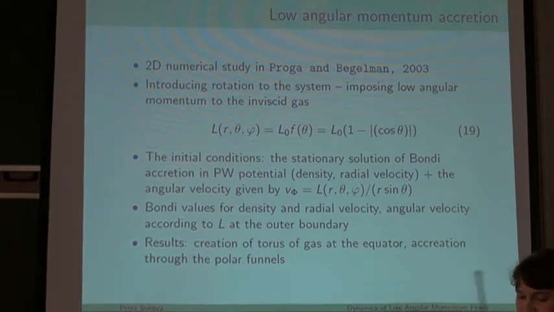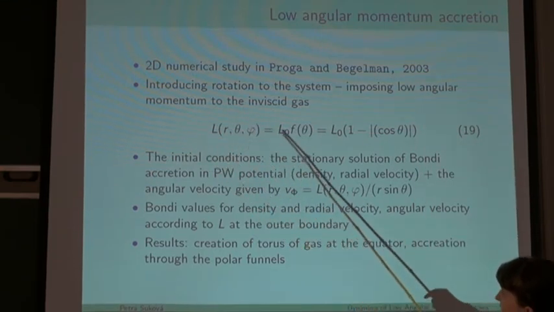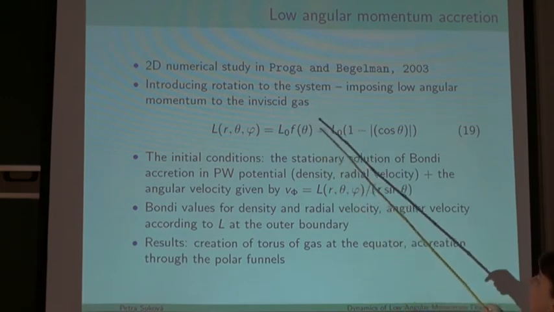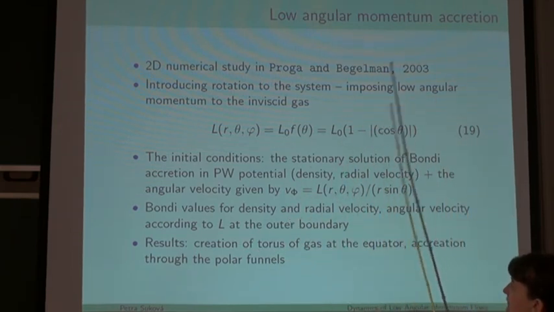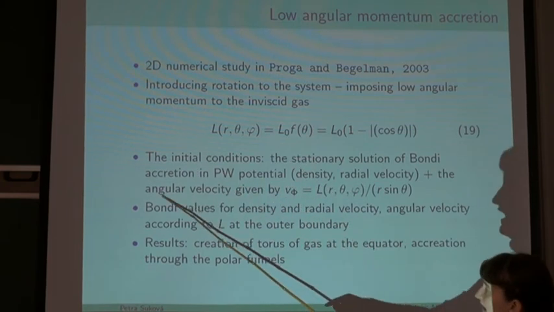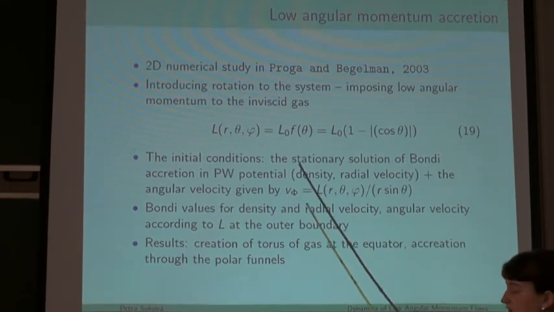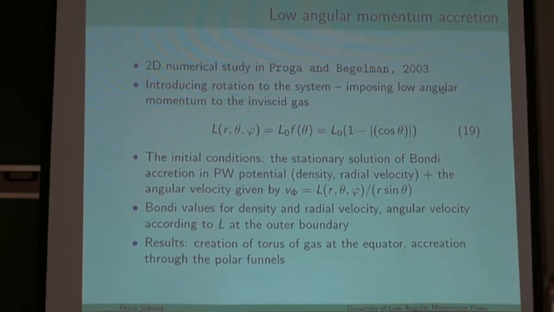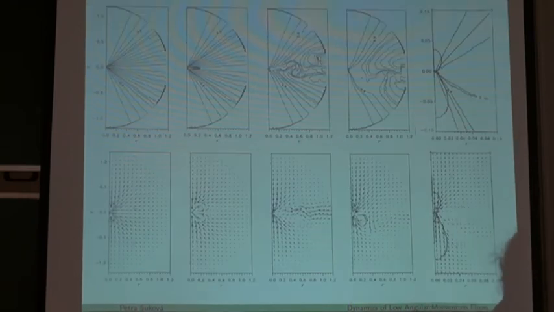We wanted now to add some angular momentum to our flow, so we followed the procedure used in the paper by Guna 2003, a 2D numerical study, and we introduced rotation to the system in the way that we impose a low angular momentum on the gas which depends on the polar angle theta. So we start the computation with the boundary values for density and radial velocity and add angular velocity given by this relation. And we keep that on the boundaries during the whole computation. The result they got in the paper is that they create a torus of gas at the equator, and the accretion goes through the polar funnels. So I will show you their result.